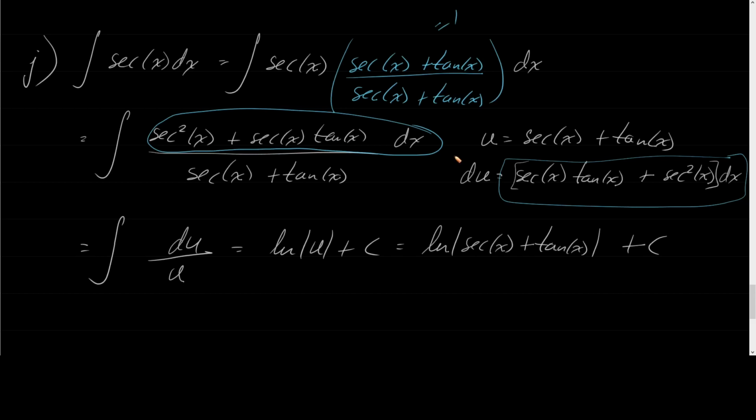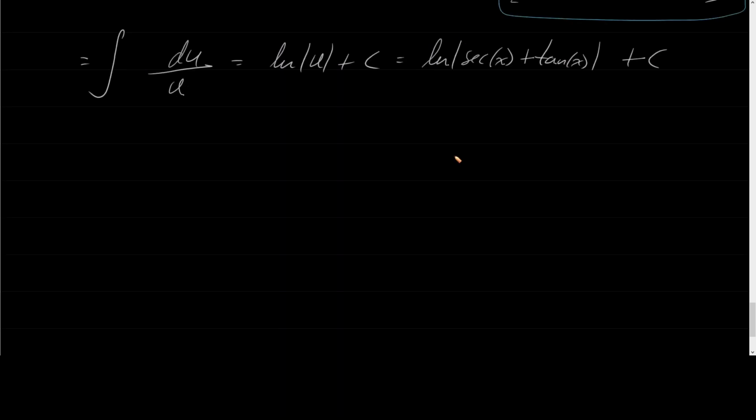All right, so that was J. K. Let's say I had the integral from 0 to pi over 4 of the square root of 1 minus sine squared of x dx.